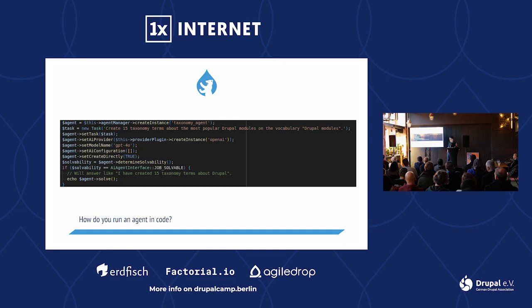And this is basically how you run an agent in code. So it's a plugin system. Can you read this? It's very small. Yeah, good. So there is a plugin system that can load an agent. In this case, it's a taxonomy agent. You create a task: create 15 taxonomy terms about the most popular Drupal modules on the vocabulary Drupal modules. Set this task on the agent, set the AI provider, OpenAI in this case, set a model, GPT-4o. In this case, we tell it to create directly.